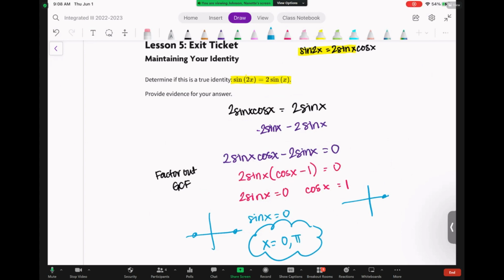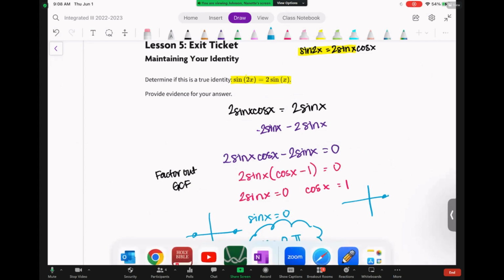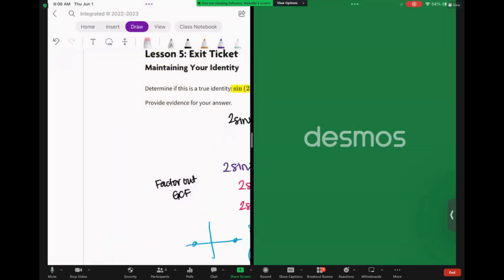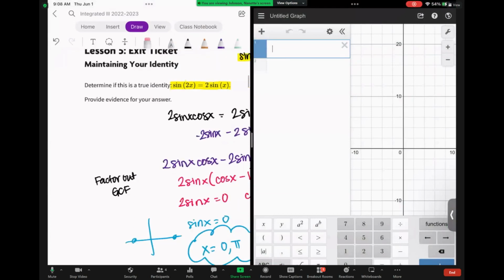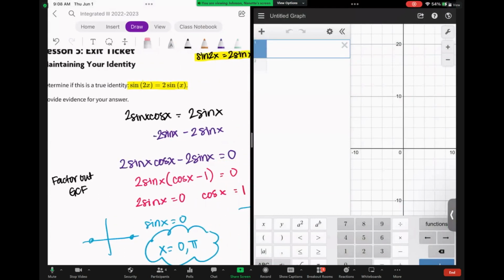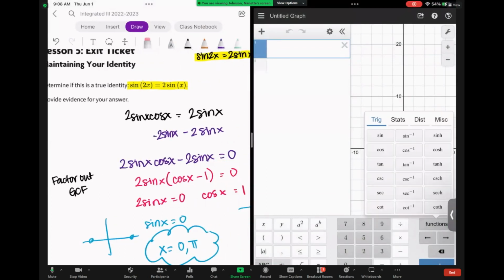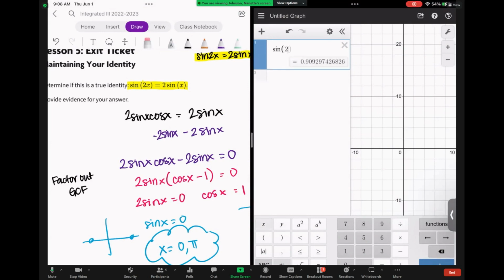So that's one way to prove this. Another way to prove this is if I go in and, I didn't want to do that, but I'm just going to leave it because that's the way it is right now. So the other way that I'm going to prove this is by graphing both sides of the equation on separate graphs. So there's sine 2x, and here's 2 sine x, right? And if it was a true identity, then those two would be exactly the same, right?